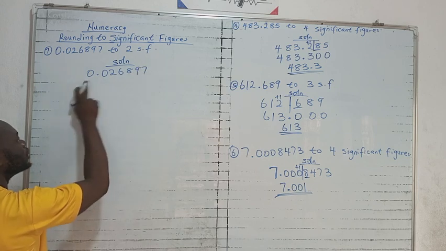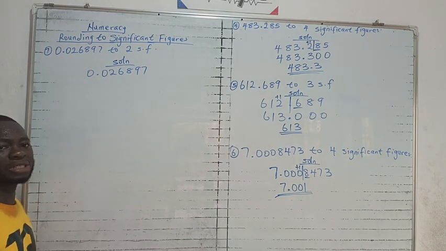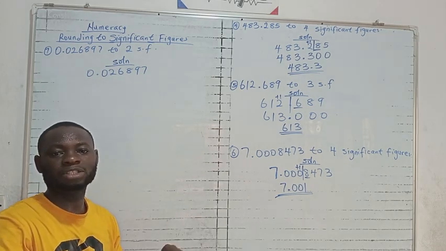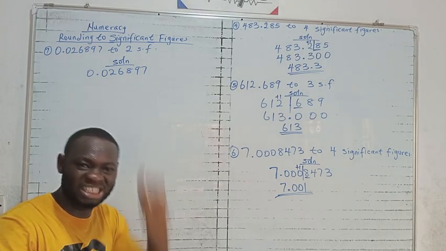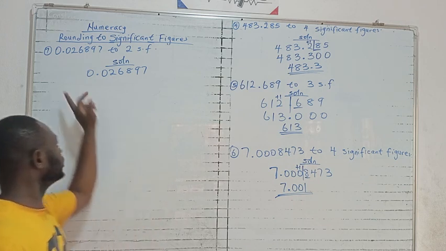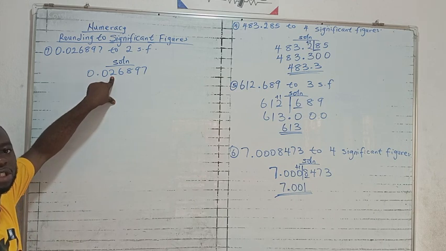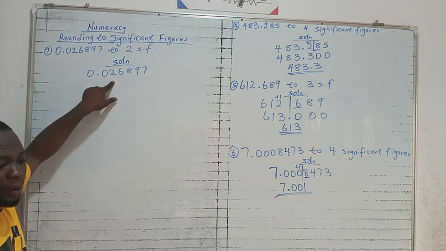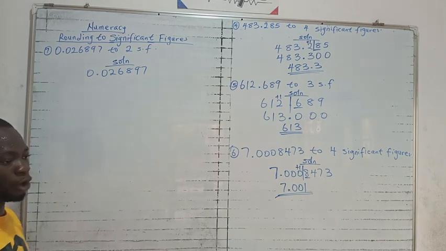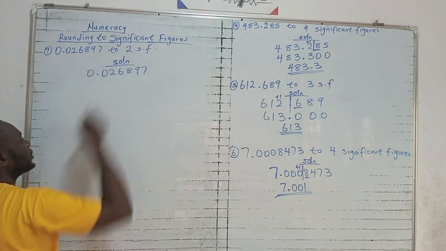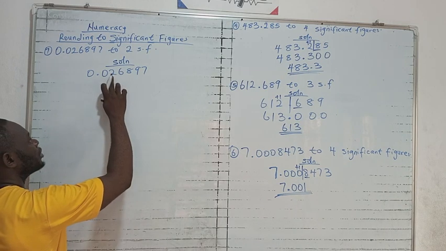0.026897, these 2 zeros that start it are not counted because they are insignificant. We start our counting from where the non-zero digit starts. For this number, the non-zero digit starts at 2. 2 is the first non-zero digit, so we start our counting from 2.